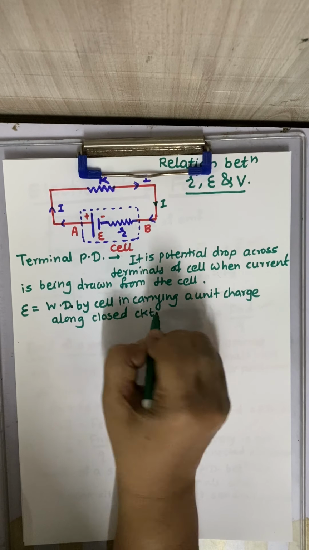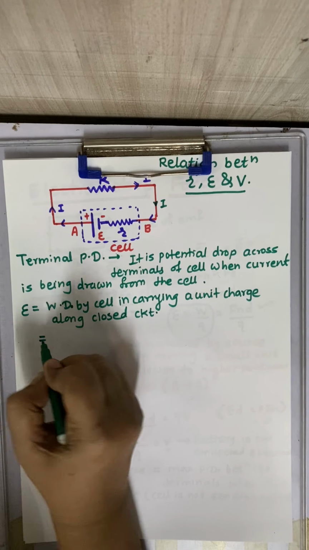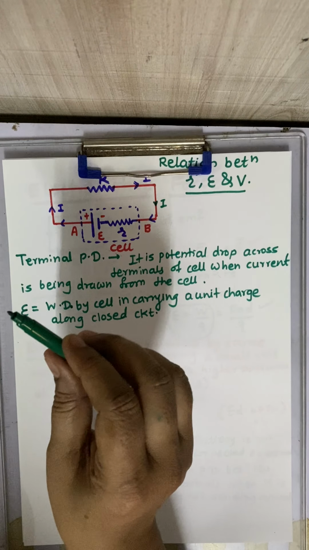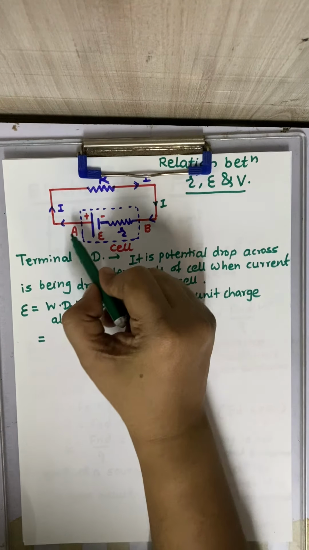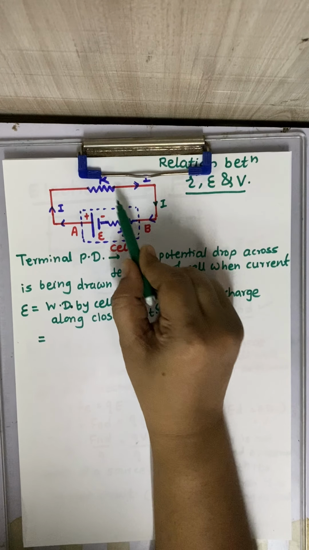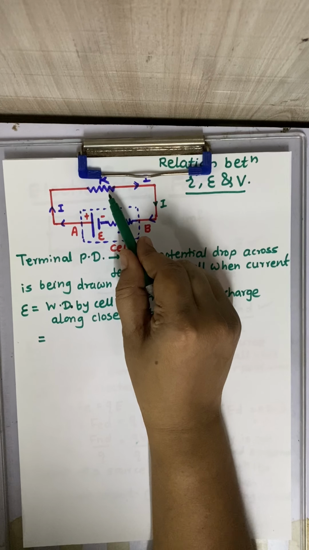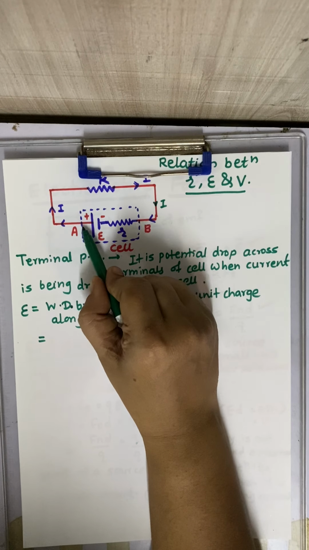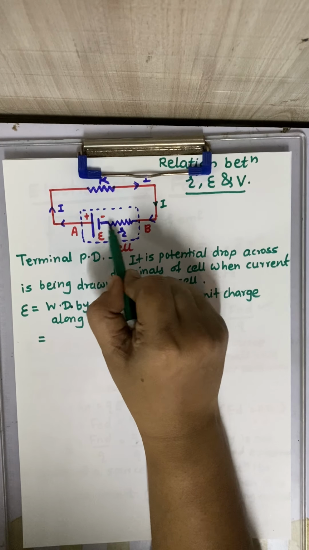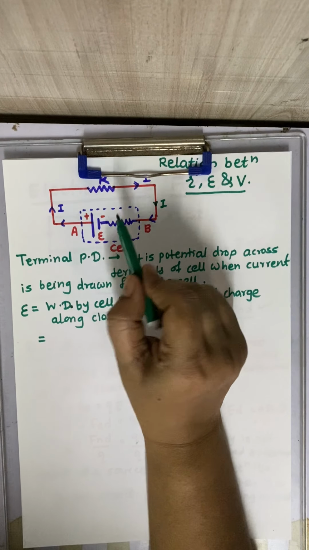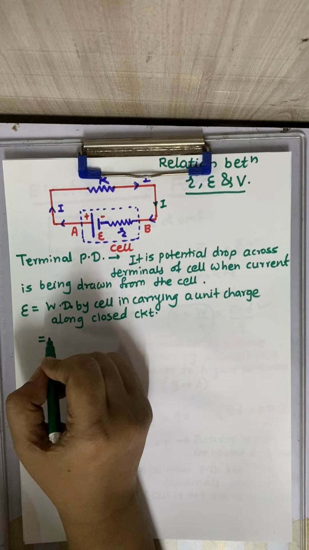Now we are going to divide this circuit into two parts. One is the work done in carrying a unit charge from A to B in the external circuit and the external resistance, plus the work done in carrying the same charge from B to A inside the cell, against the internal resistance small r. So we will mention here this is the total work done.